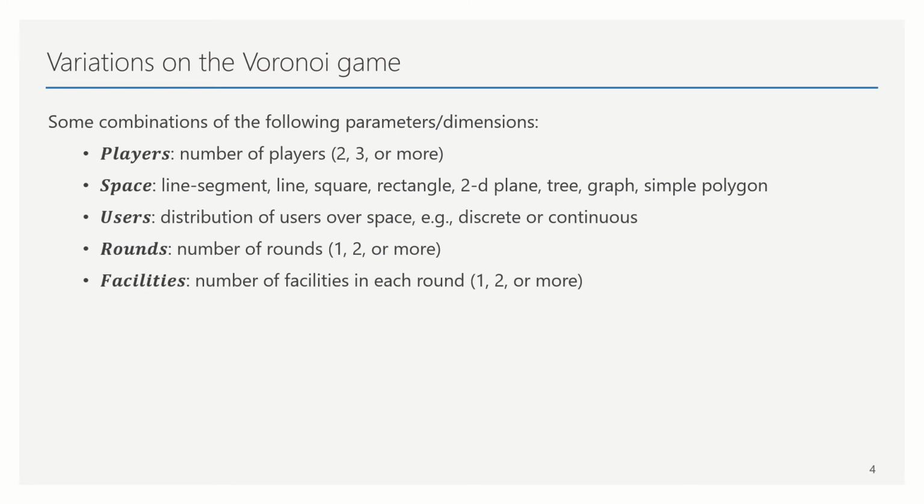Generally, through different settings of the following dimensions, we can define variant versions of the Voronoi game. These 5 dimensions are the number of players, the structure of the underlying space, such as line, tree, graph, 2D plane, and so on, the distribution of users, the number of rounds that the game will continue, and the number of facilities in each round that each player can place.